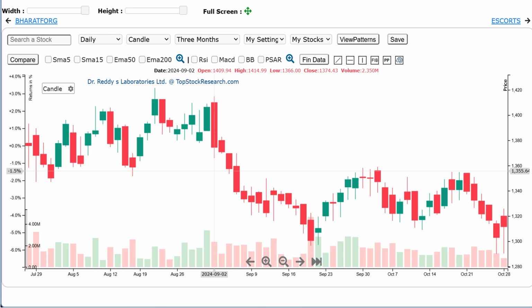I will tell you an example here. If you see here, this is a pure bearish engulfing. Dr. Reddy's, on Top Stock Research. Top Stock Research is one of the good ones, I think the best from a pricing point of view, as far as I have seen. I use this a lot.